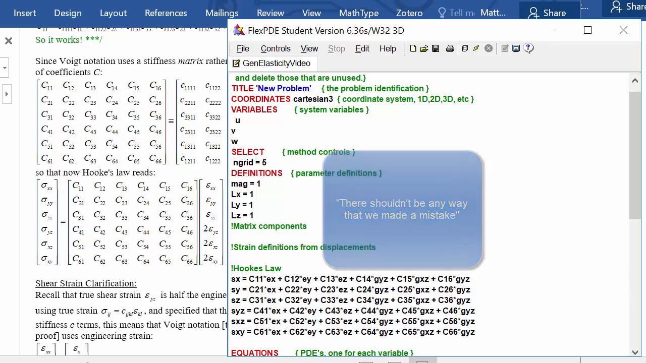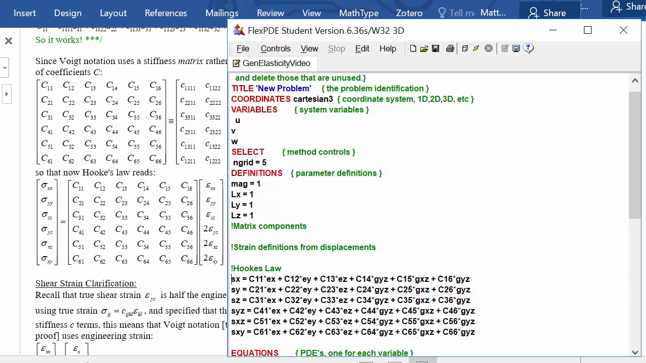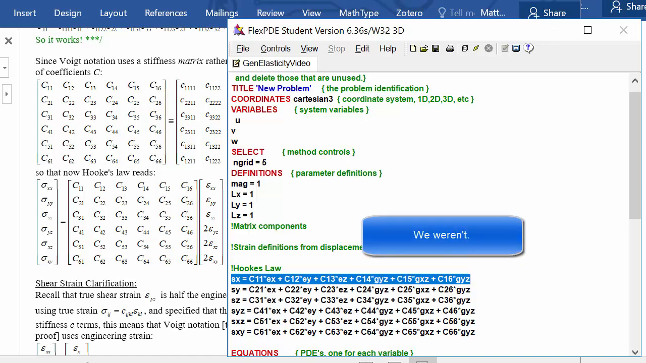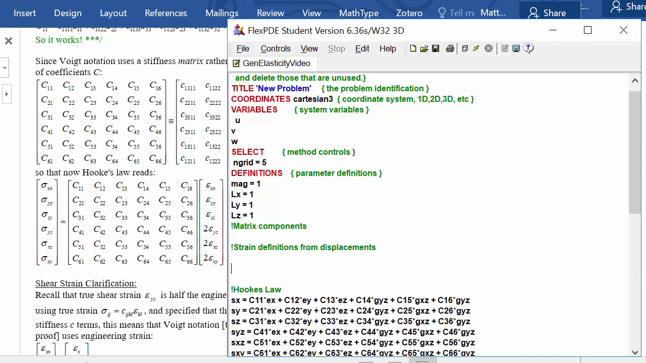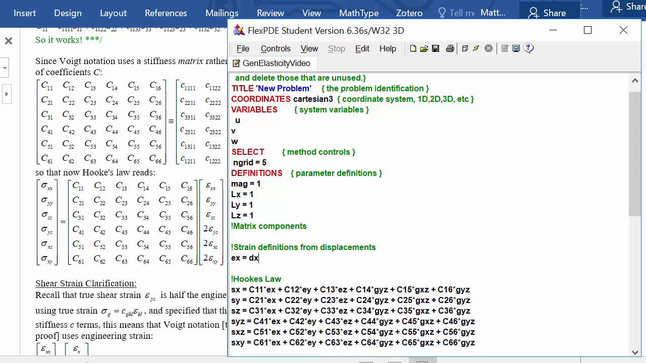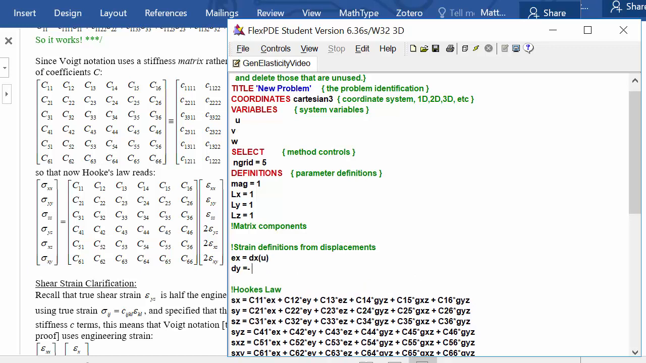I guess anything's possible. So as long as we were careful to type out one version of this correctly and then change the coefficients in a systematic way, we should have everything done correctly for that. Okay, so now how do we define these strains? Ex is equal to dx of u, ey is dy of v, and ez is equal to dz of w.